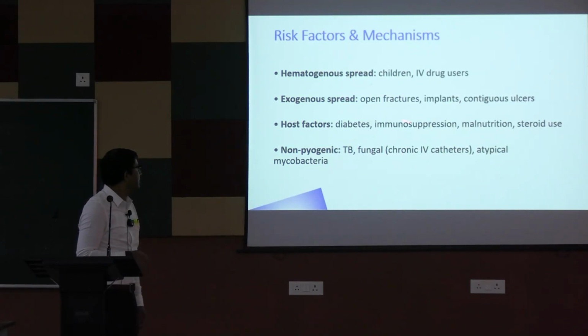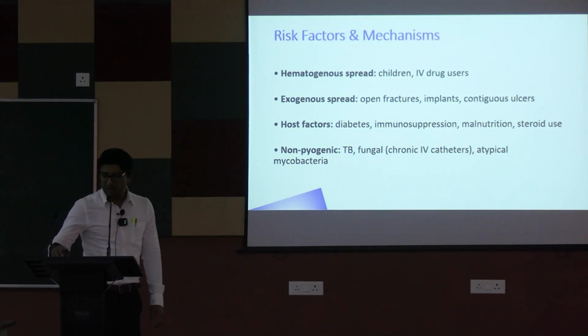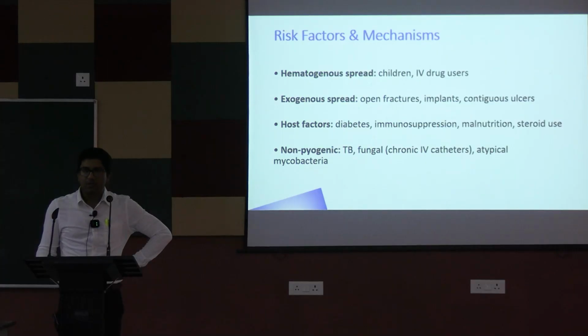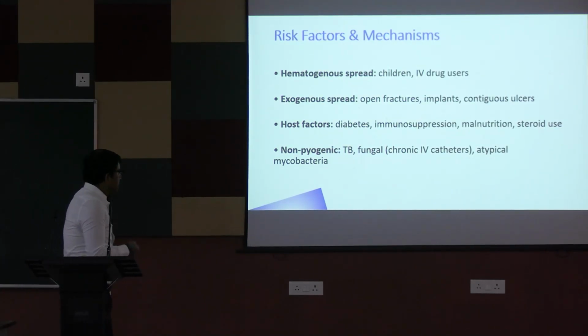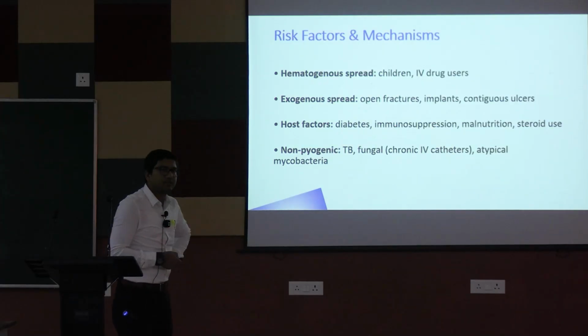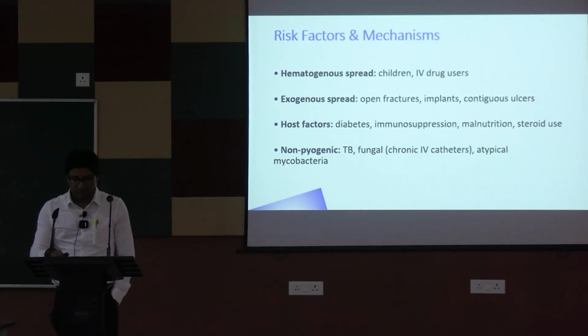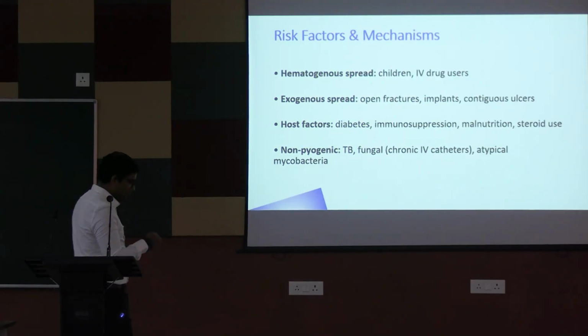ulcers and so on. The risk factors are usually seen in patients at high risk, like those having diabetes mellitus, immunosuppression, malnutrition, or those using immunomodulators like steroids. And as I said, the non-pyogenic group we see in patients infected with tuberculosis, fungal infections, or atypical mycobacteria. So acute hematogenous osteomyelitis is the most common form.